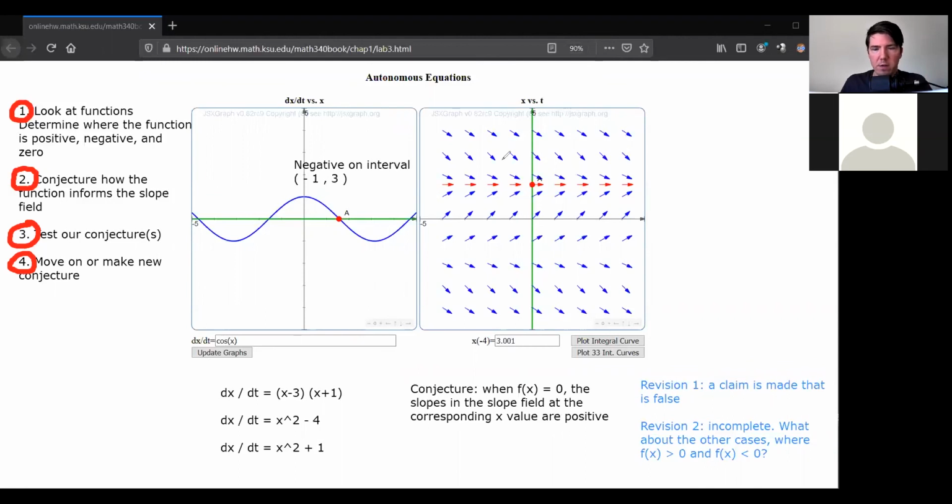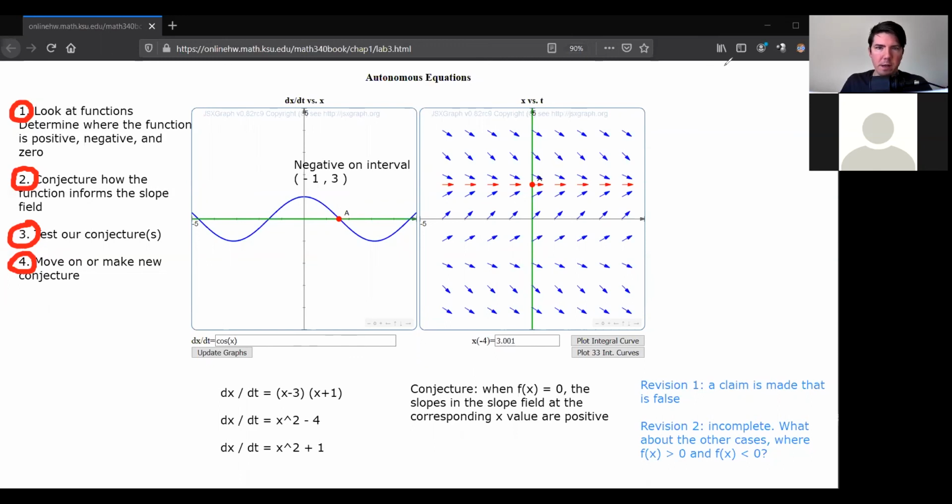Now with that, what I'd like to do is to move on to the second part of this lab. It'll follow the same format where we'll look at some behavior, like step 1 here. We'll then make a conjecture based off of the behavior we observe. We'll test our conjectures. And then finally, we'll either revise our conjectures or we'll move on. So those are the 4 steps that we'll go through again in the second part. But now we're going to look at a new set of types of behavior.